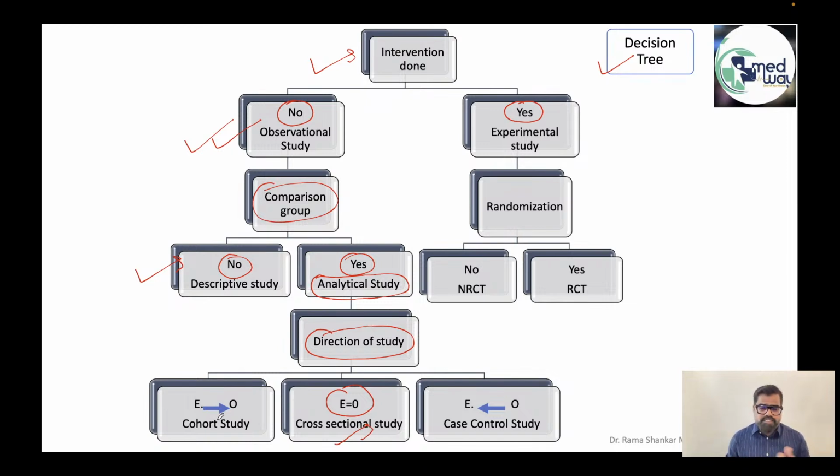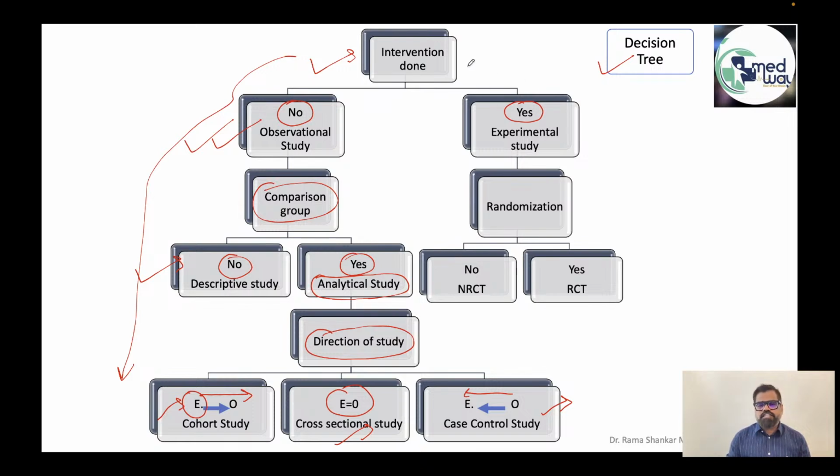In a cohort study, just now I said, you start with the exposure, you move forward to check the outcome. So it is a forward-looking study. And in a case control study, the direction is backward. You are going from the outcome to exposure. So it is retrospective in nature, so it becomes a case control study. So this is one way of understanding.